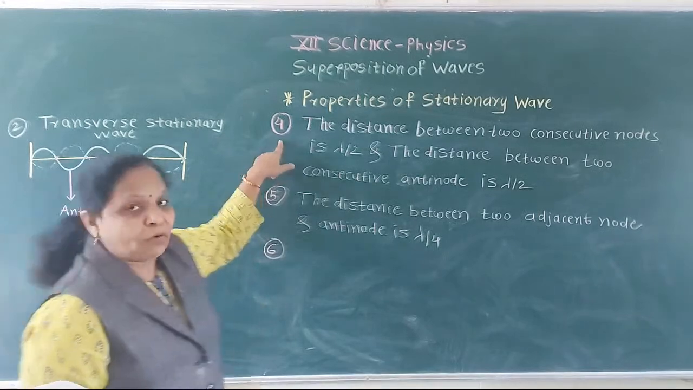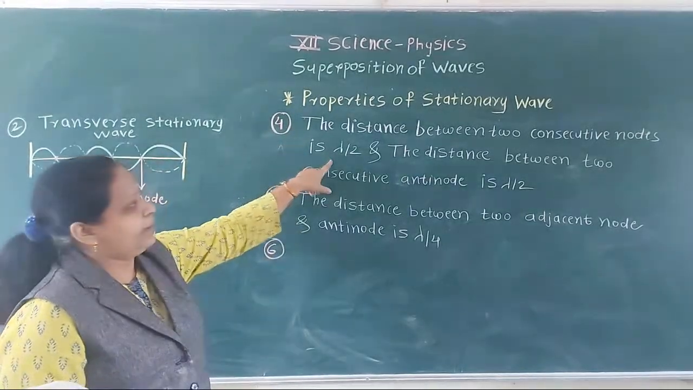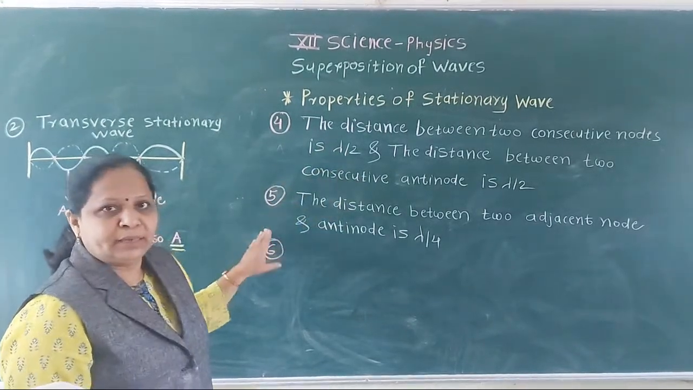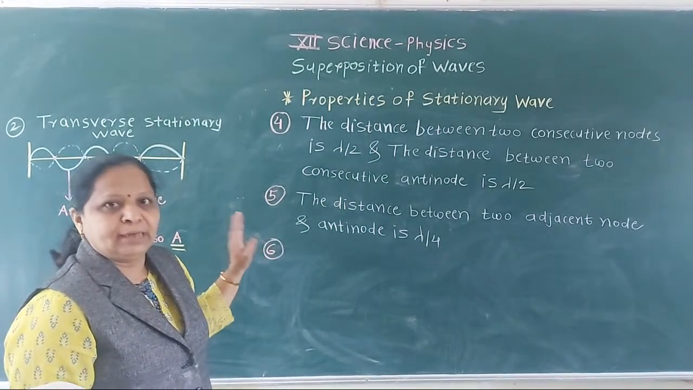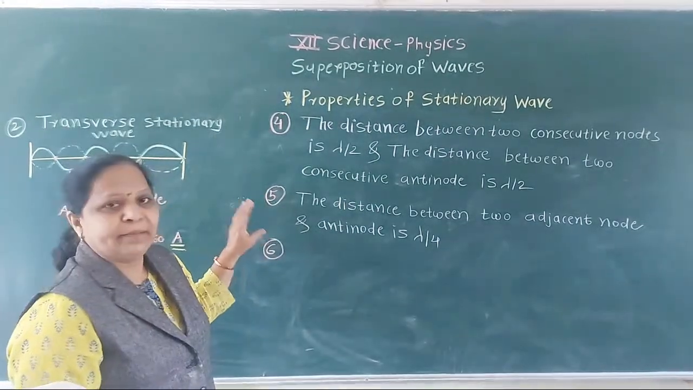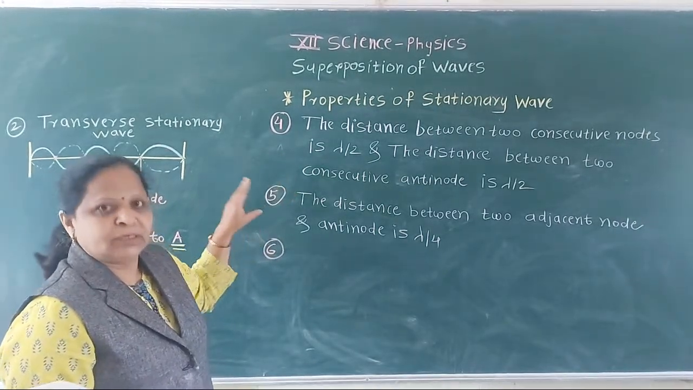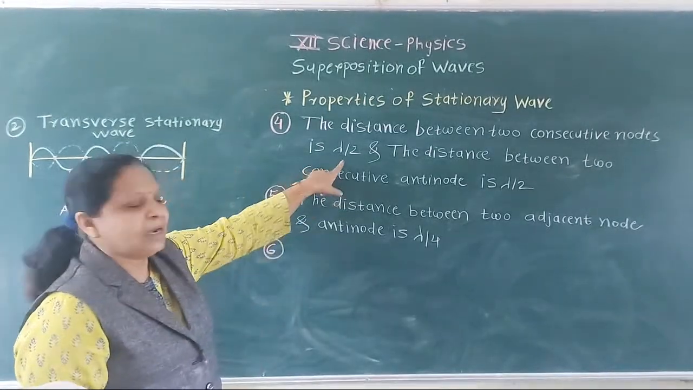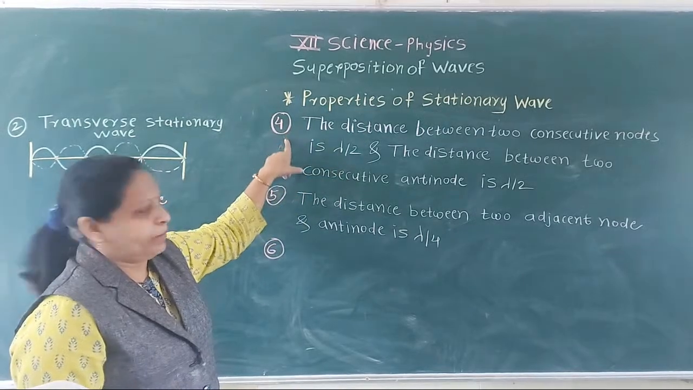Let us discuss the fourth property. The distance between two consecutive nodes is lambda by 2 and the distance between two consecutive antinodes is lambda by 2. म्हणजे आत्ताच आपण कंडिशन फॉर नोड्स अँड अँटिनोड्स डिस्कस केलेले त्यामध्ये आपण बघितले की डिस्टन्स बिटवीन टू consecutive nodes किंवा डिस्टन्स बिटवीन टू consecutive antinodes हे लॅम्बडा बाय 2 मिळालेलं आहे. सो इट इज द फोर्थ प्रॉपर्टी.